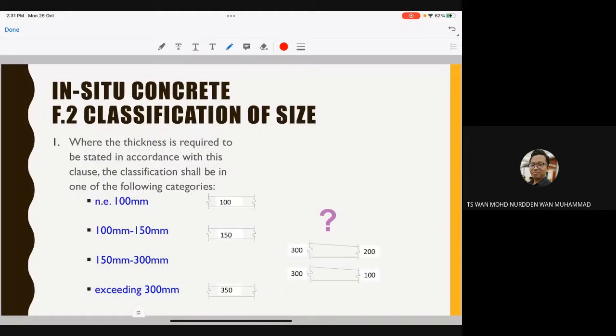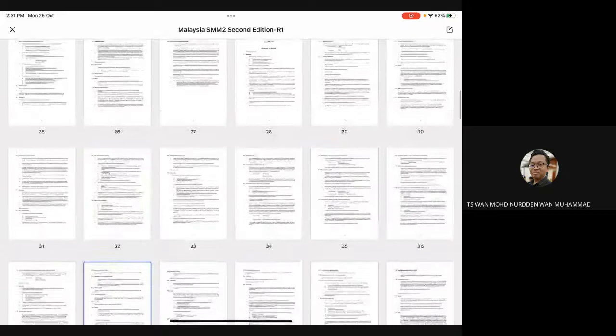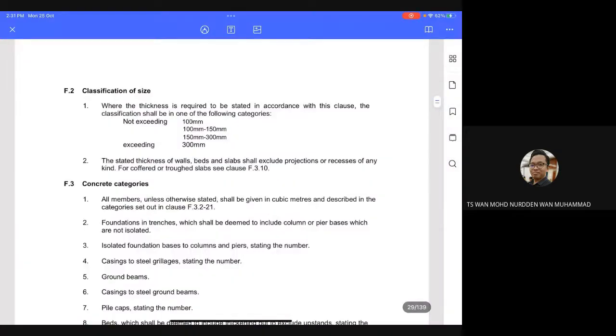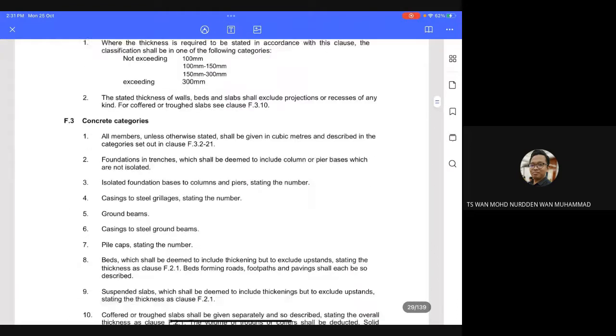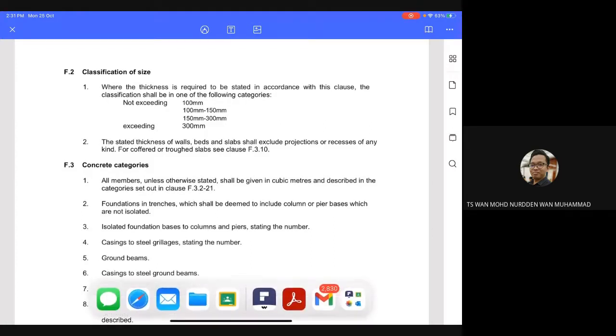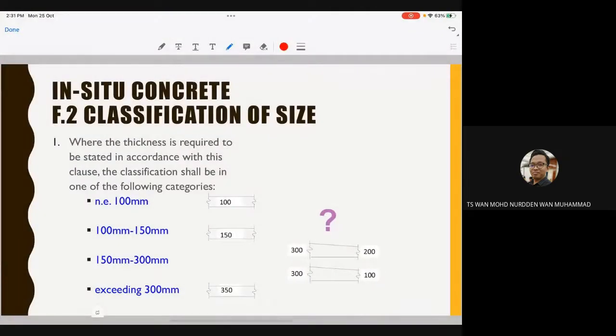Saya nak terus ke F.2. Sekejap, kita boleh ambil SMM. Okay. F11, so kita continue with F.2, classification of size. Yang kita banyak discuss nanti di F3. Okay, F.2, classification of size, where the thickness is required to be stated in accordance with this clause. Okay, the classification shall be in one of the following categories.